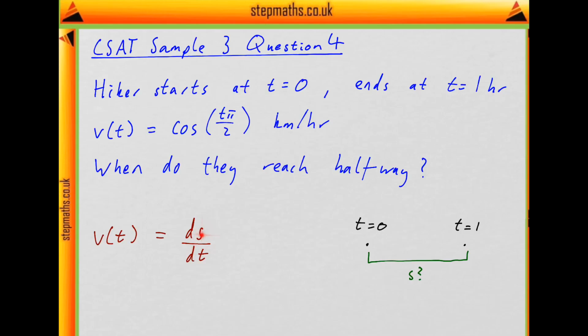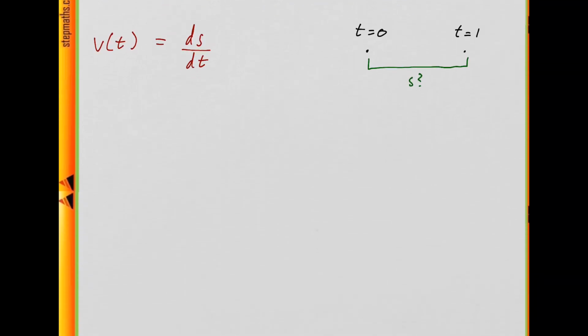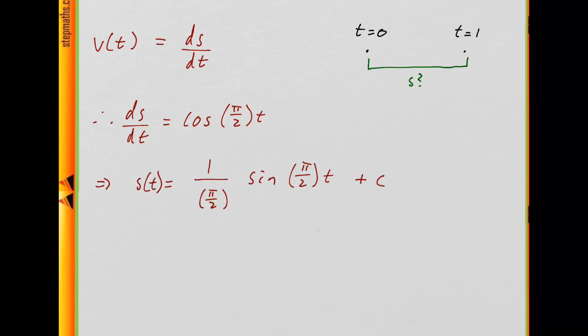Okay, so given this, what can we do? Well, we want to find s, so we basically want to integrate this with respect to time, and that's fine because our expression for the speed is in terms of time. So we can write ds by dt is cos of, I've written it as pi by 2 times t now, and that's because if we have a constant times t, we can undo the chain rule when we integrate.